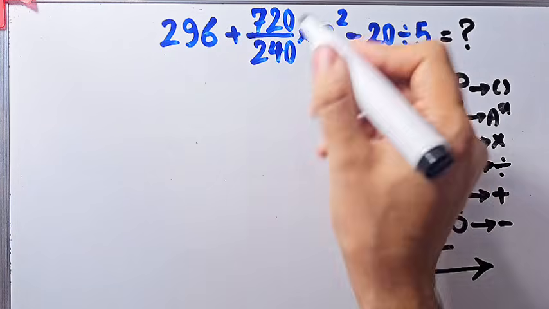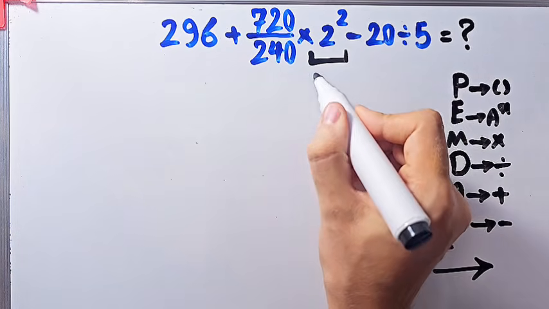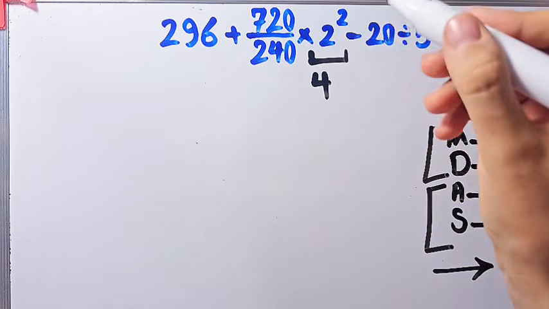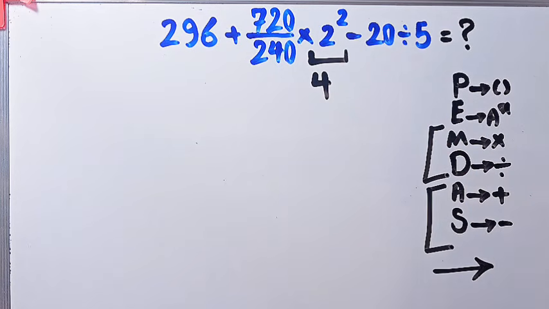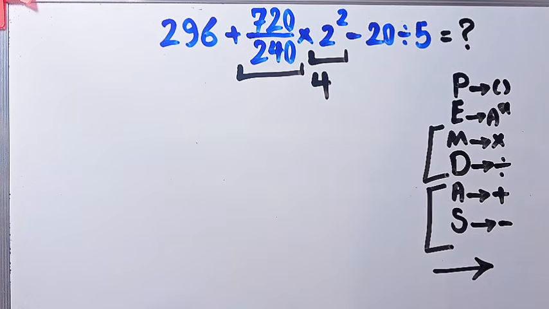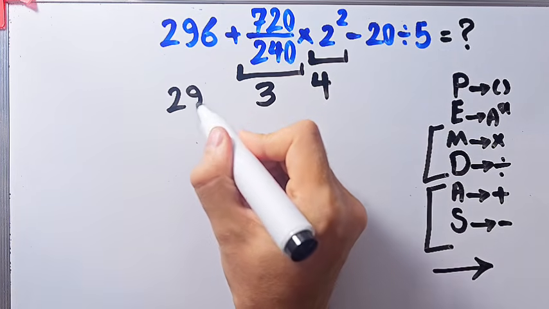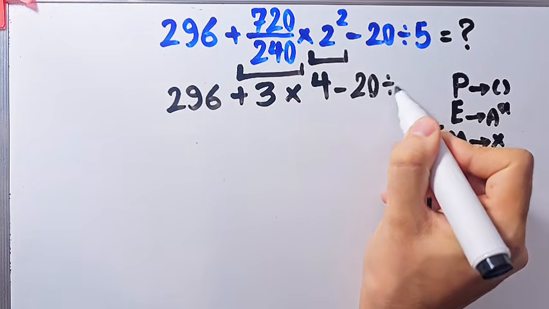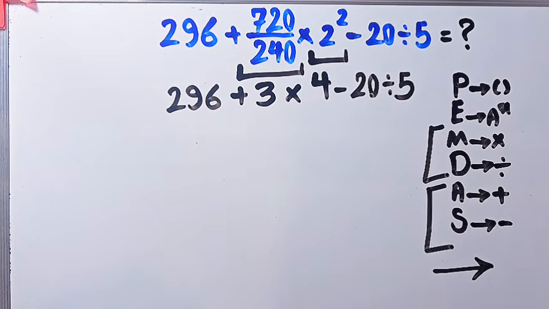According to the PEMDAS rule, first we simplify this exponent. 2 to the power of 2 equals 4. Now we have 296 plus 720 over 240 times 4 minus 20 divided by 5. We have addition, division, multiplication, subtraction, and another division. In this step, we simplify this division. 720 over 240 equals 3. Now we have 296 plus 3 times 4 minus 20, then divided by 5. Now we have addition, multiplication, subtraction, and division.